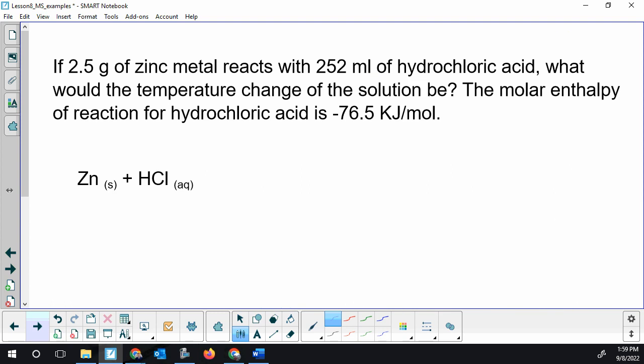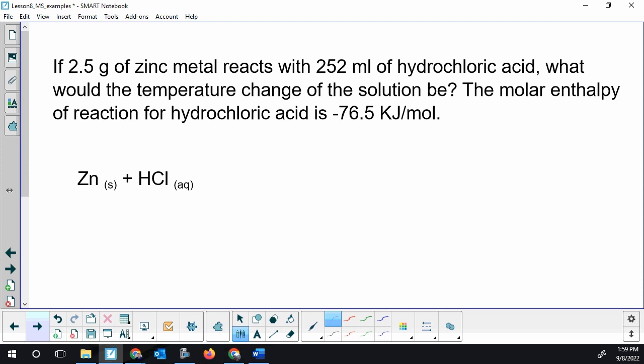So this is my second multi-step. This is about as hard as it's going to get in Chemistry 30. You'd only ever have one question on a test or diploma that's probably going to have this many steps. So we have 2.5 grams of zinc metal that reacts with over 250 mils of hydrochloric acid, and we're asked what the temperature change of the solution would be.